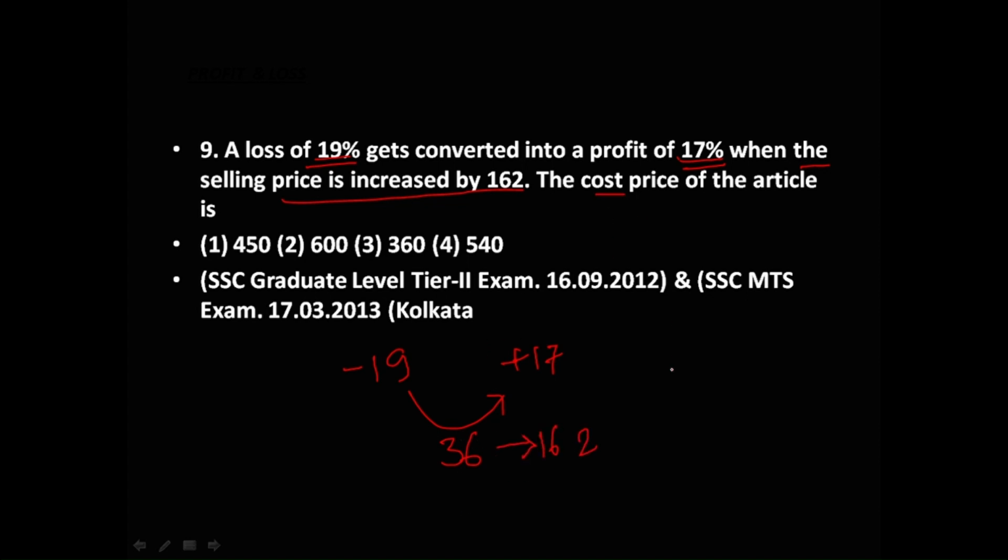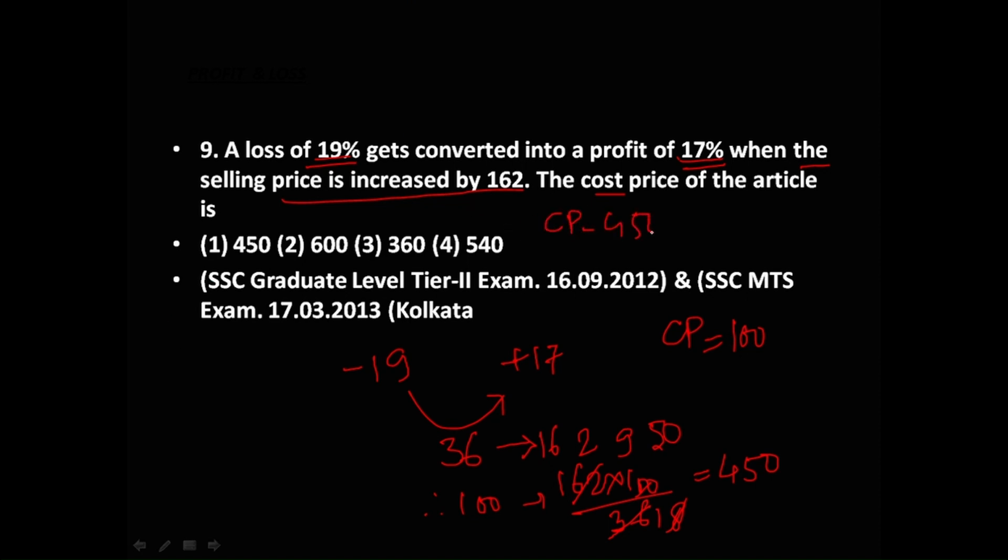So the question asks for the cost price. CP is basically 100, right? So the value of 100 will be 162 into 100 by 36. What is this? It's 18, it's 50, and this one is 9. So 450 will be the answer. So what is the cost price? CP is 450. Option 1. So question 9 is option 1. Moving to the next one.